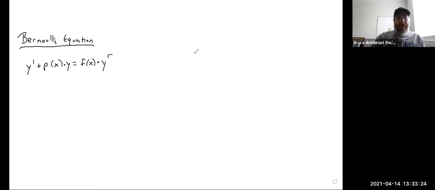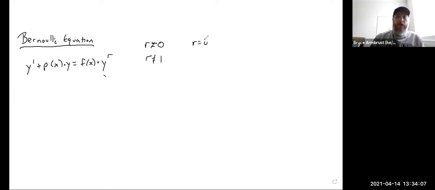So notice that this is a non-homogeneous form that kind of stems from the linear first order homogeneous, right? Like if we just make this side 0, that's the same kind that we learned how to solve last week. But this one has a very specific form, f of x times y to a power of r. So if r is 0 or r is equal to 1, we're not going to consider those. And hopefully you can see why.